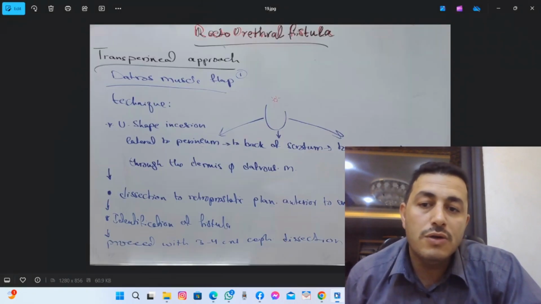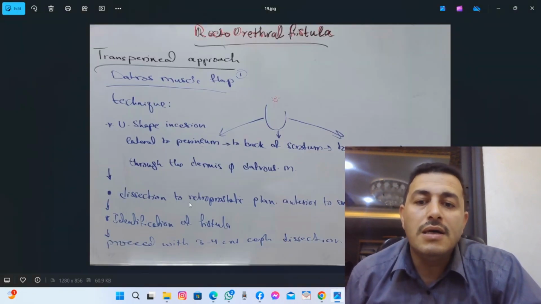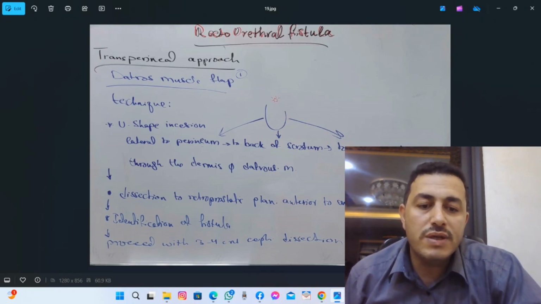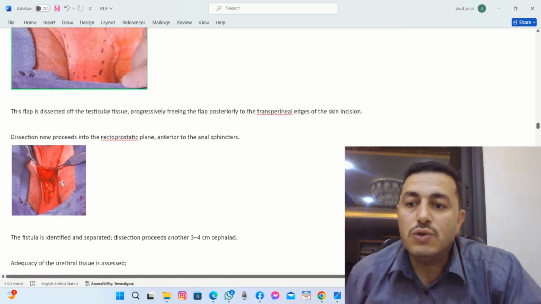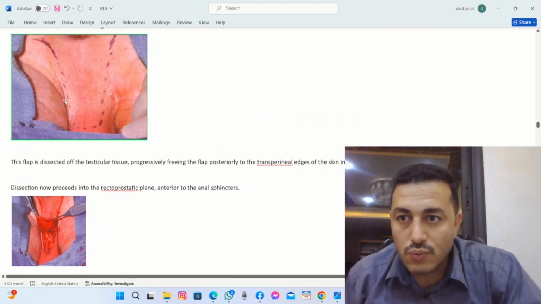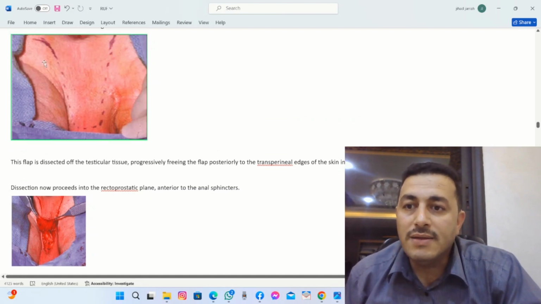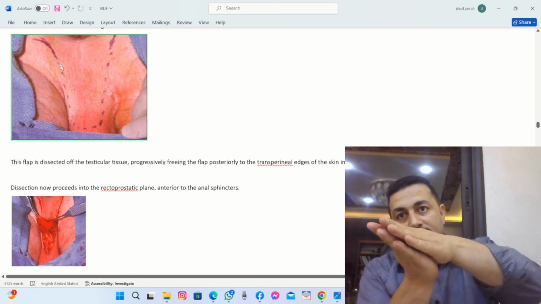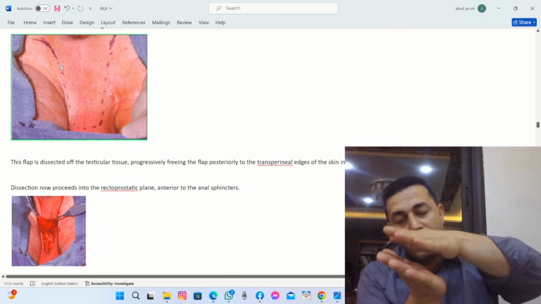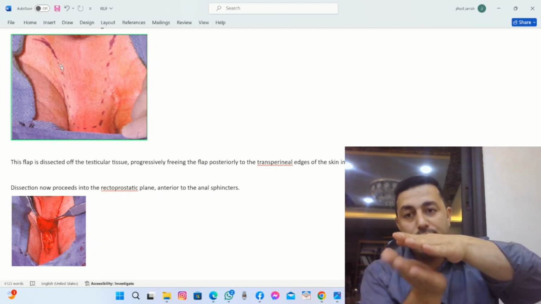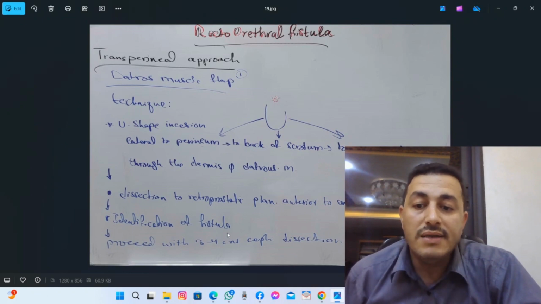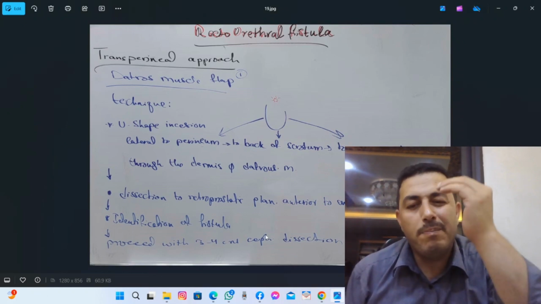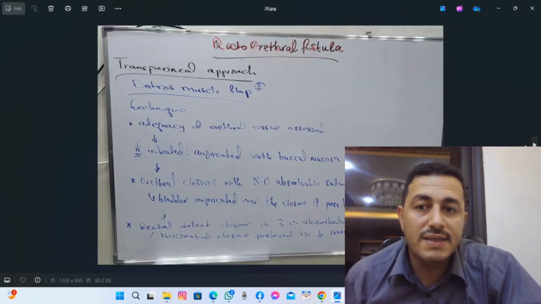Then what we do? We dissect to the retroprostatic plane anterior to the sphincter. Again, if you can see here, we start to dissect. Actually, we remove this skin and we start to enter the space until we are anterior to the sphincter of the rectum and posterior to the prostate. This is the retroprostatic plane. And we identify the fistula and we go up the fistula 3 to 4 centimeters.